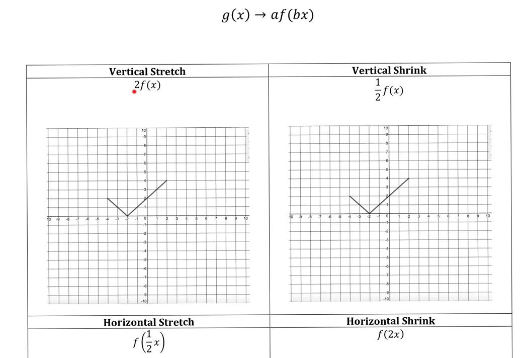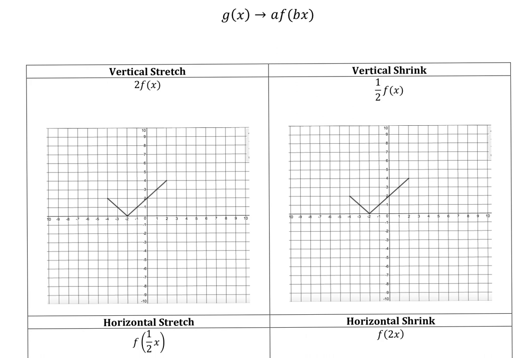on the outside of your function, so this is 2 times f of x. And when the number is on the outside and it is bigger than 1, we see that we're going to have a vertical stretch. And what we do to represent that is I'm essentially multiplying the whole function by 2, so I'm multiplying all my y values by 2. So I'm going to look at all my original y values, and I'm going to double them, and then I'm going to give them the same x value.